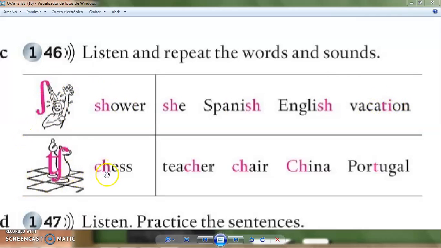What about this one? We know this a little bit, right? Because we have something similar in Spanish. We have ch: chavo, chapulín, chorizo. Here we have chess, teacher, chair, China, Portugal. It sounds like a T, but without putting the tongue to say the letter T. Okay? So let's practice that sound whenever you can.